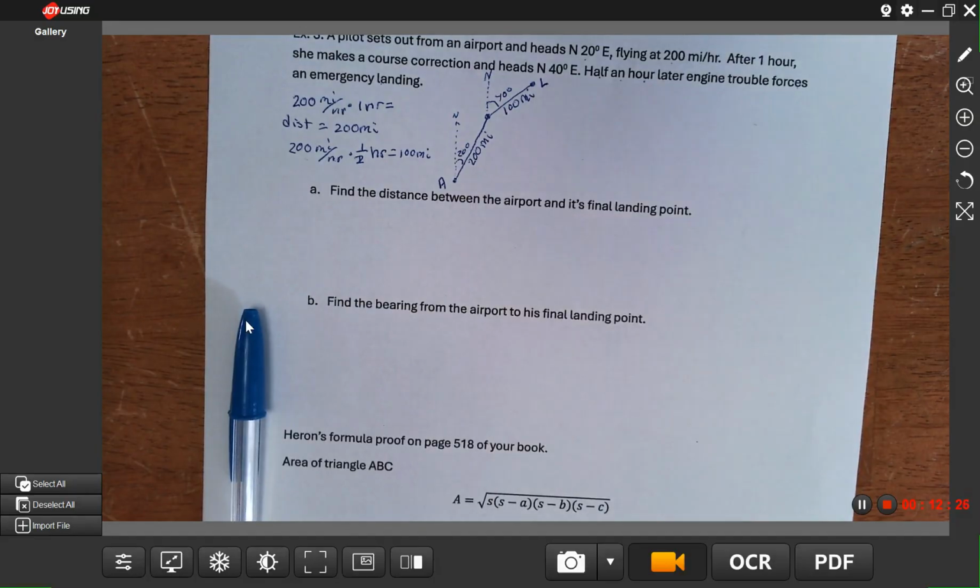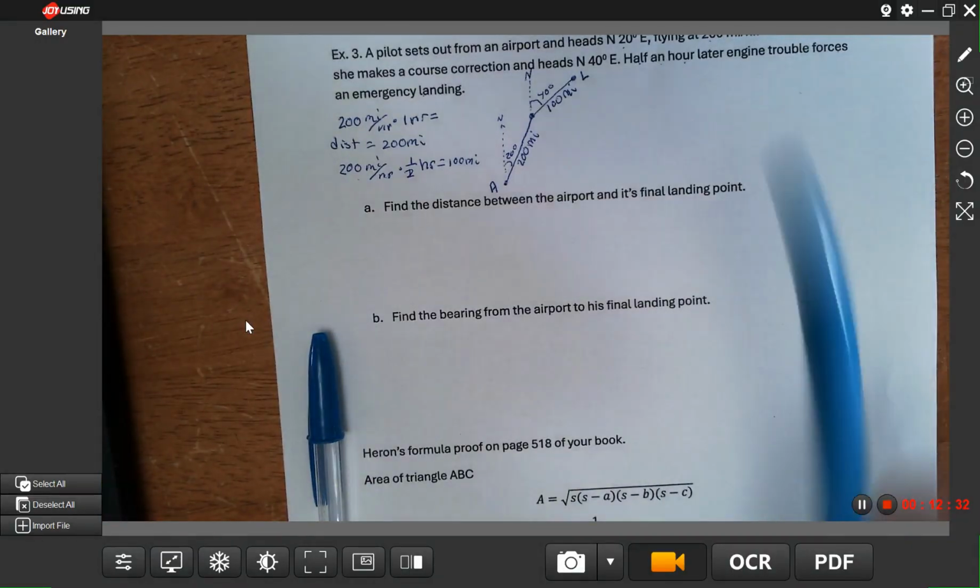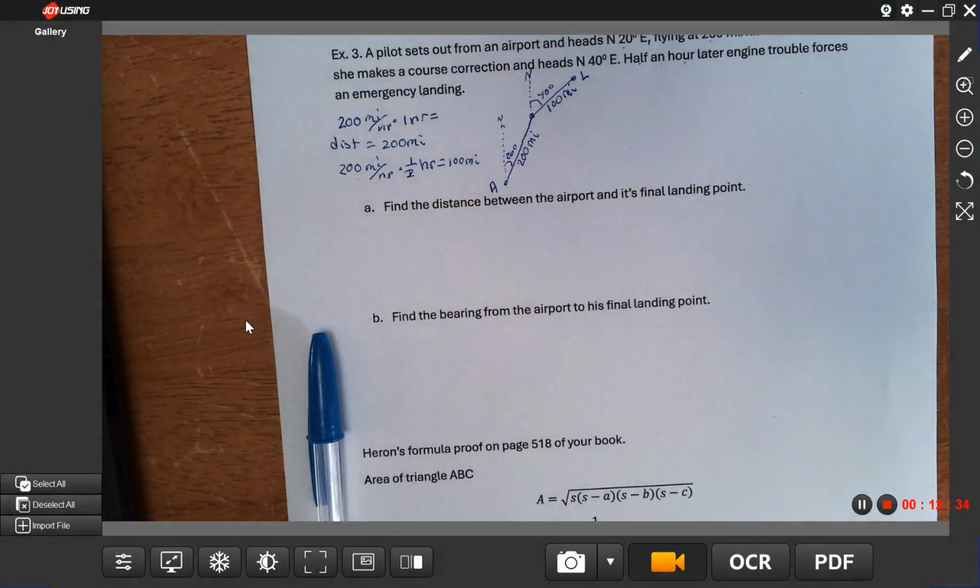Oh, there's my cat again. I don't know why she wants to be part of this today. Oh, that's the same color.